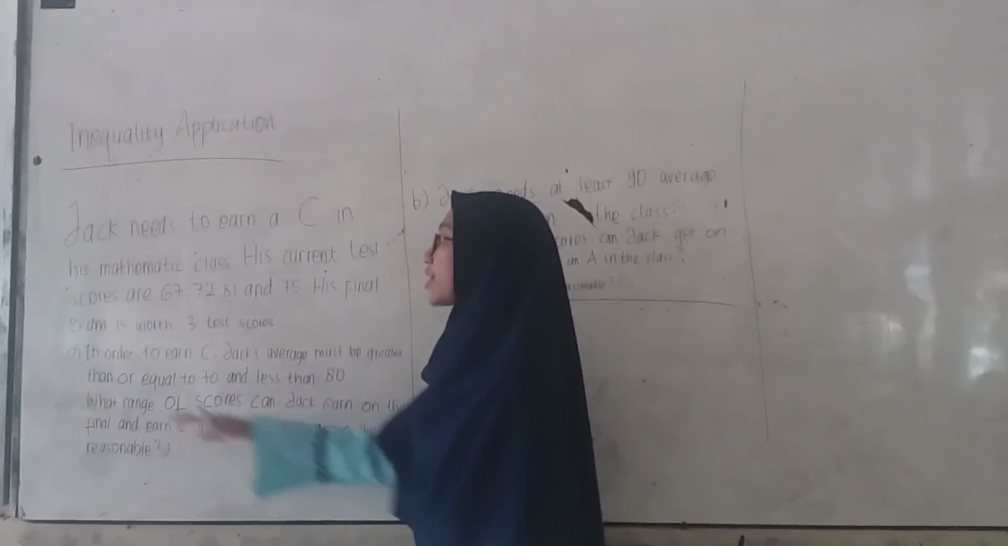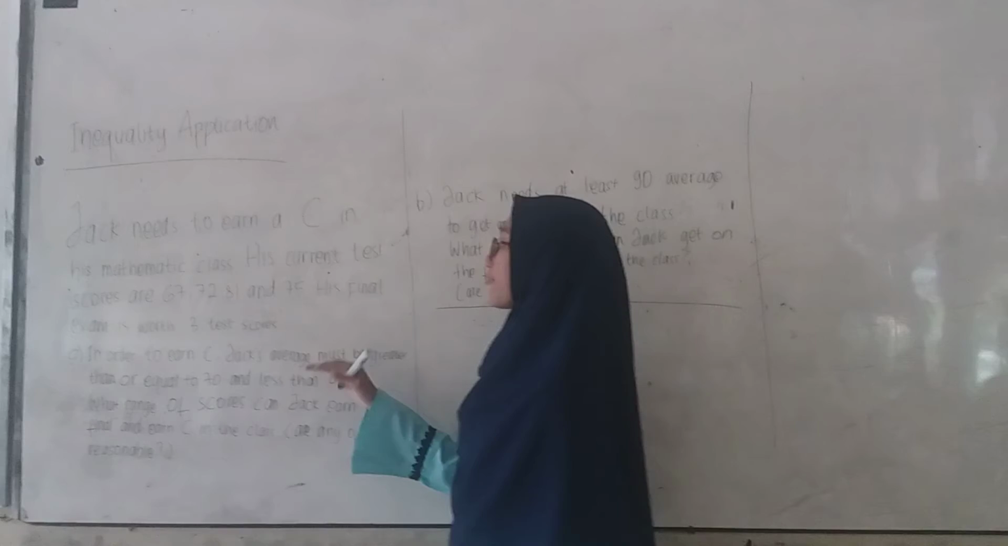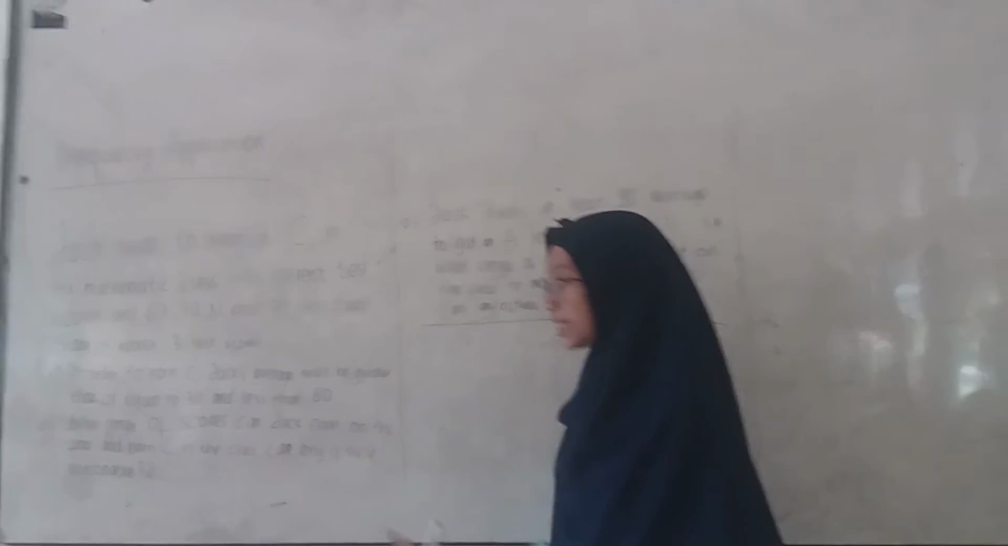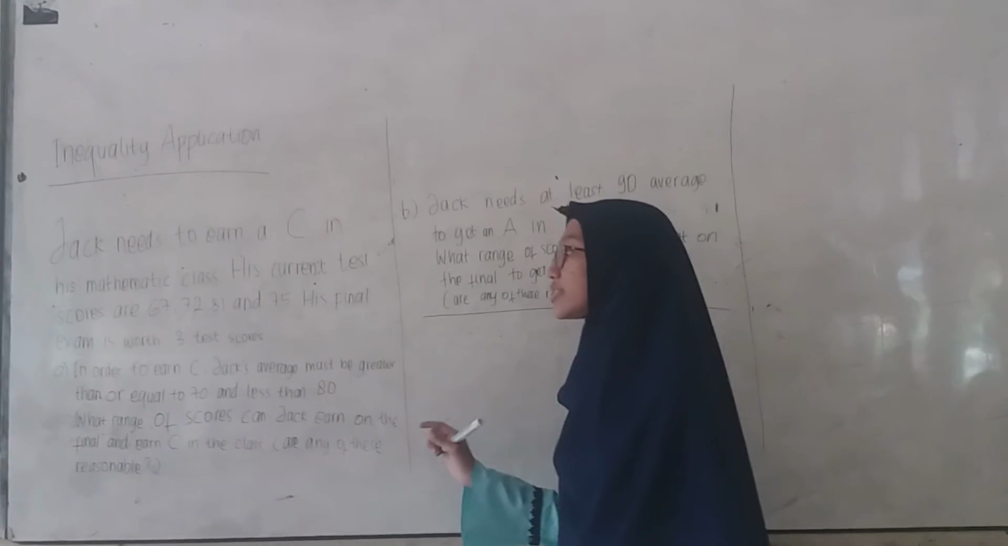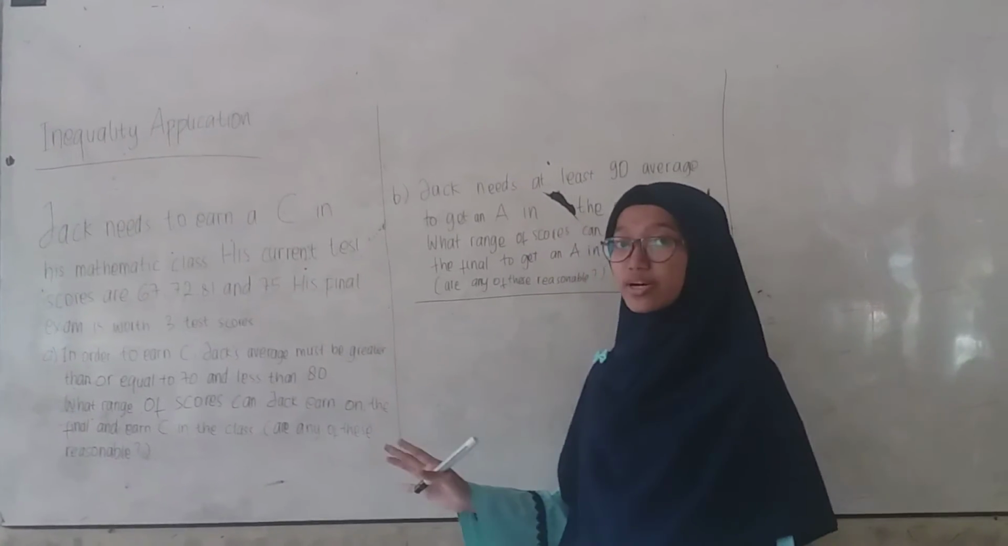In the first question, in order to earn C, Jack's average must be greater than or equal to 70 and less than 80. What range of scores can Jack earn on the final and earn C in the class? Are any of these reasonable?